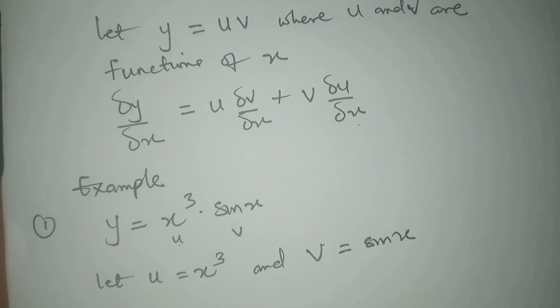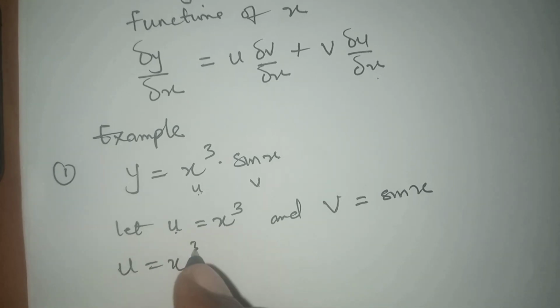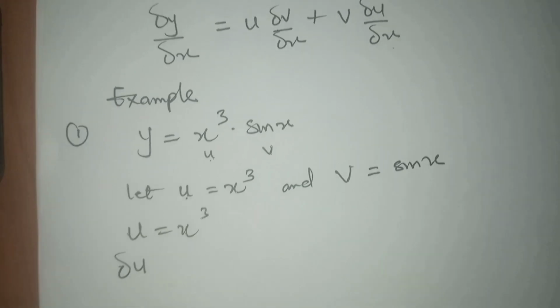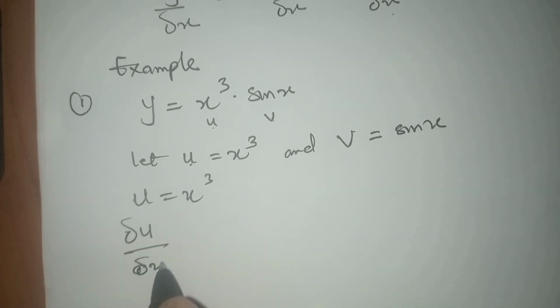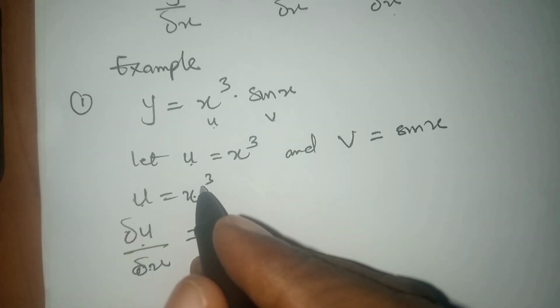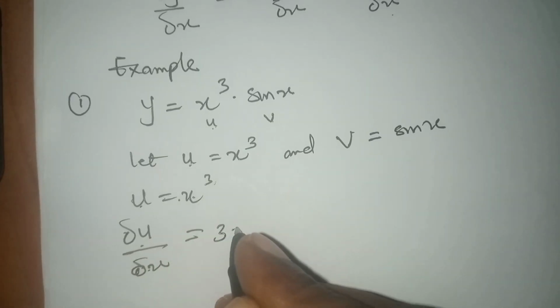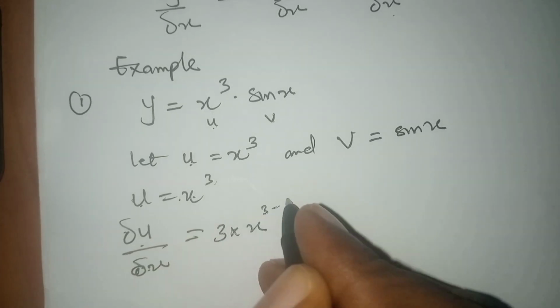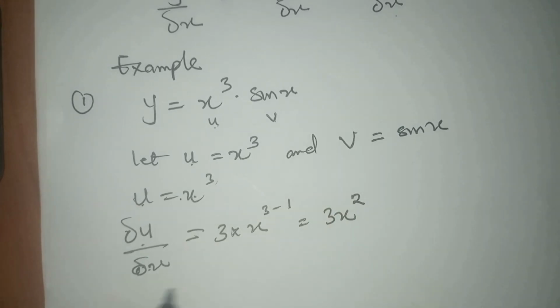Now u here is depending on x. Don't forget u equals x cubed. So I'll differentiate u with respect to x, du/dx, which is what? We follow the simple rule of differentiation. This power will come down to the side of x, it will multiply x, then 3 minus 1. So that will be 3x squared. So that's our du/dx.